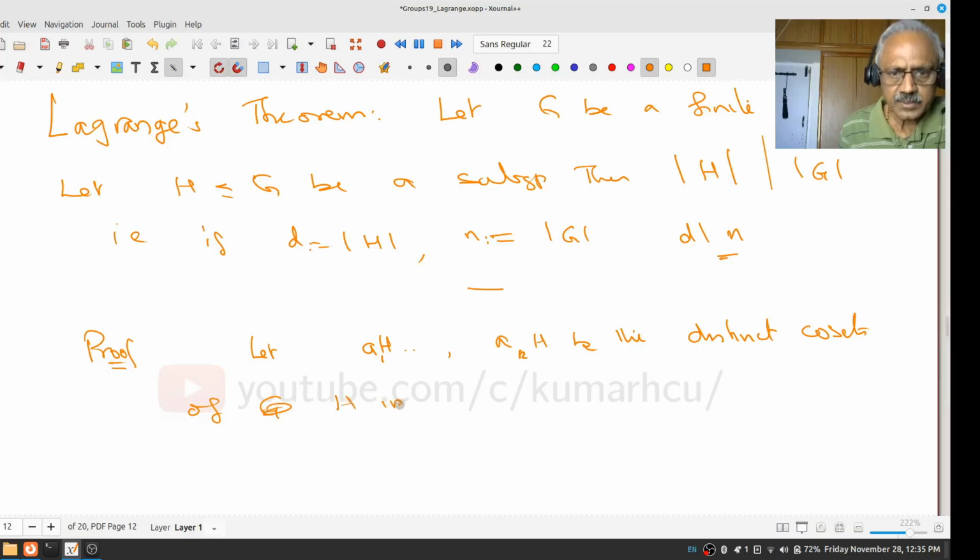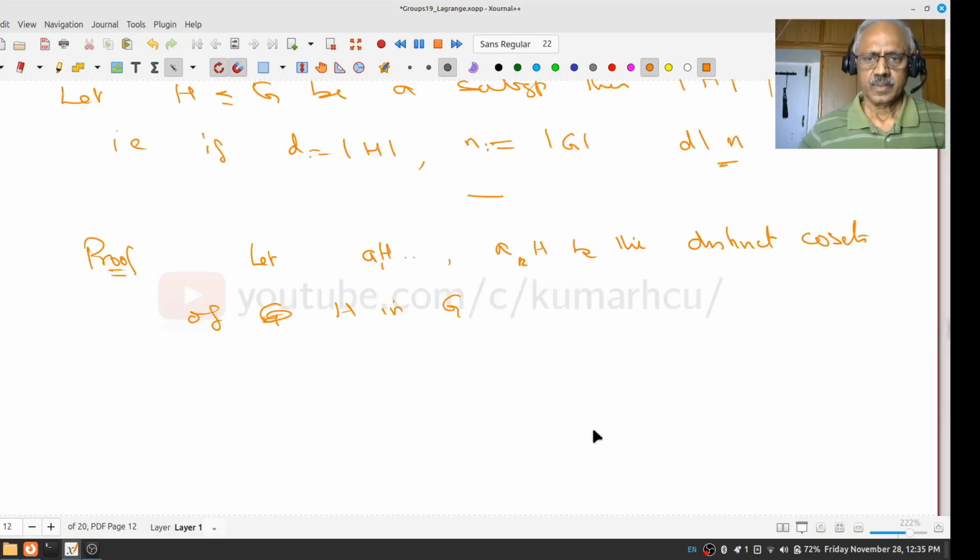Cosets of H in G. Right? Notice that G is finite. Therefore, any coset is of this form, and the number of cosets will be at most the number of elements in G. Do you understand that?